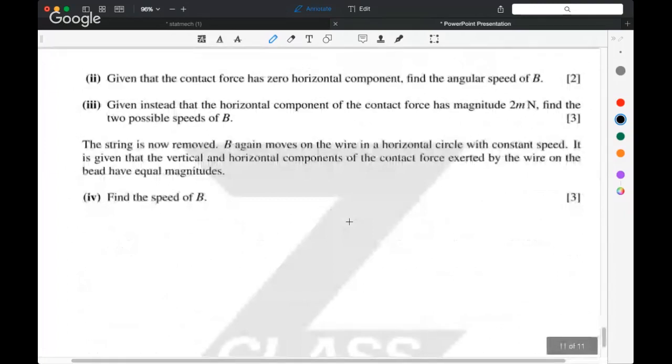Okay, so given that the contact force has 0 horizontal component, find the angular speed of B. Well, this is doing exactly the same thing, and it really won't take long. They're just telling you that the contact force has 0 horizontal component. It could have a horizontal component, they're telling you that it doesn't. So they want the angular speed.